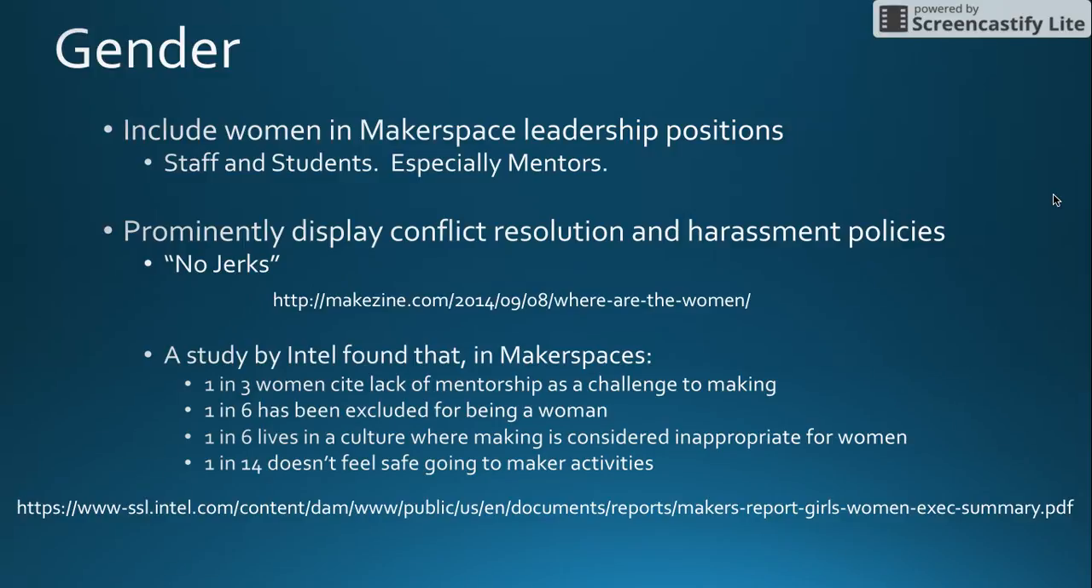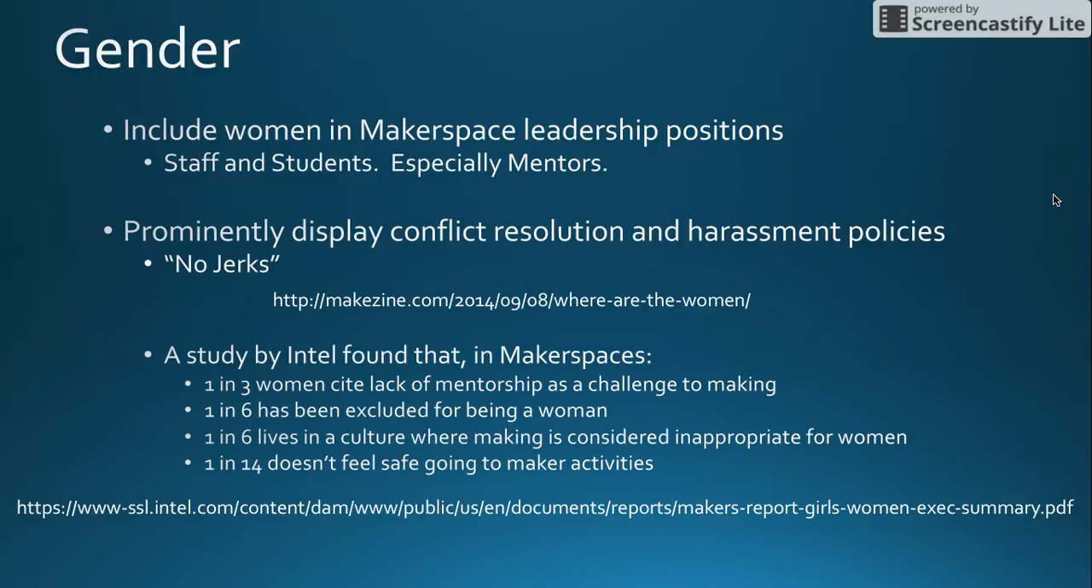The idea here is to include women by having as many women as possible in leadership positions. So both staff and students. Juniors and seniors, if you're in a high school, should be leaders as well as staff. But you should especially concentrate on having female mentors.